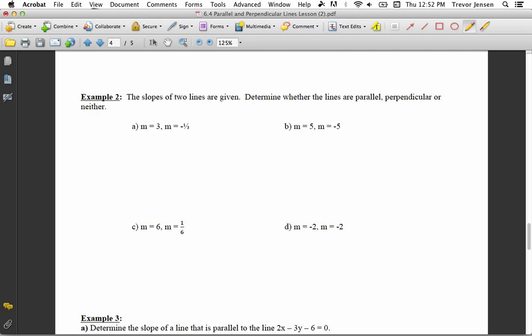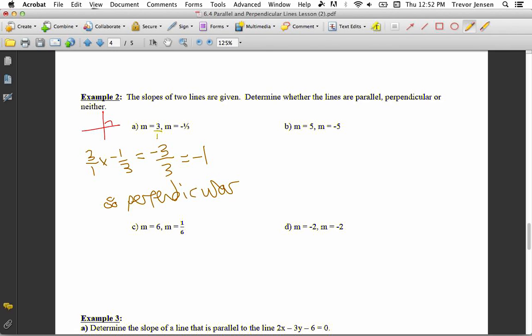If you don't notice that, what you can do is multiply them together and check if the product is negative 1. So let's check that out. So our first slope, I'm going to write it as 3 over 1. That makes the multiplication easier. So let's check the product. 3 over 1 times negative 1 over 3. That gives us negative 3 over 3, which equals negative 1. Therefore, they're perpendicular. That means if you were to graph these two lines, they would intersect at a 90-degree angle.